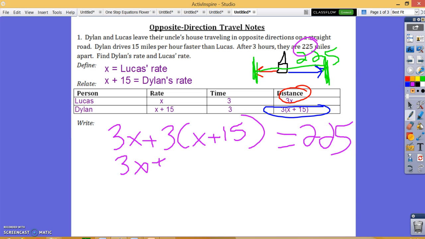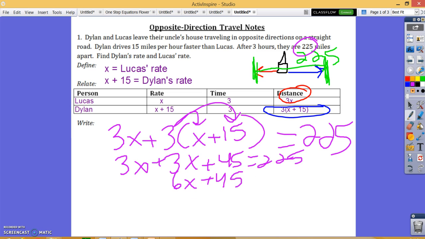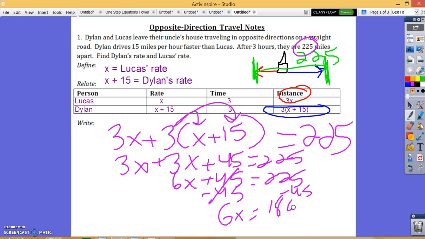So now we can just solve this multi-step equation using the distributive property. 3x plus 45 equals 225. 6x plus 45 is 225. Subtract my 45. And I get 6x equals 180. If I divide by 6, I get x equals 30. Now we're not done because the question says what is Dylan's rate and what is Lucas's rate. So I definitely need to put some labels here.